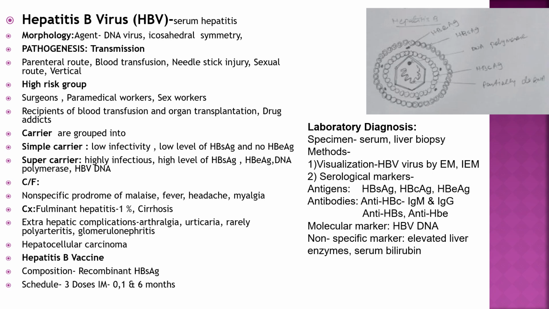Lab diagnosis: specimen, serum, liver biopsy. Methods: visualization of HBV virus by electron microscopy, immunoelectron microscopy. Serological markers: antigens, HBsAg, HBcAg, HBeAg. Antibodies: anti-HBc IgM and IgG, anti-HBs, anti-HBe antibodies. Molecular markers: HBV DNA. Non-specific markers: elevated liver enzymes, serum bilirubin.